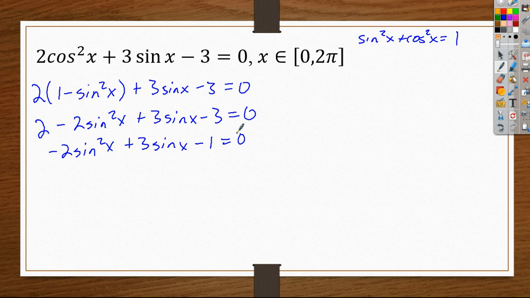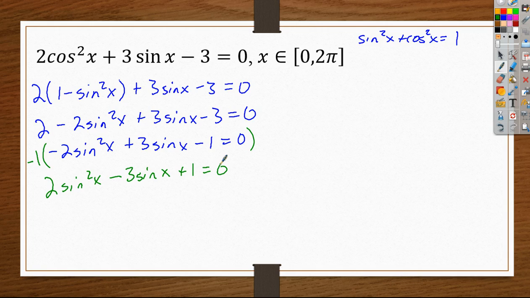And again, you'll be like, oh, hey, I could just do what I did before. But before we do, here's what I'm going to suggest. I never like negative numbers in my leading coefficient, because it's really hard to factor. It's always been hard for me to factor. So here's a trick: I multiply everything by negative 1. When I do that, I end up with 2 sine squared x minus 3 sine x plus 1 is equal to 0.